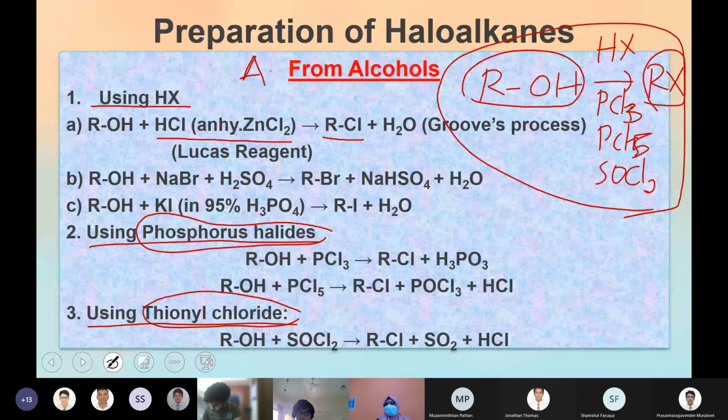The byproducts in all these reactions will be different. When you use HX, the byproduct will be different. When you use PCl5 or even PCl3, byproducts are different. Here also the byproduct is different when you use thionyl chloride. But the major product is alkyl halide and your starting material is alcohol.